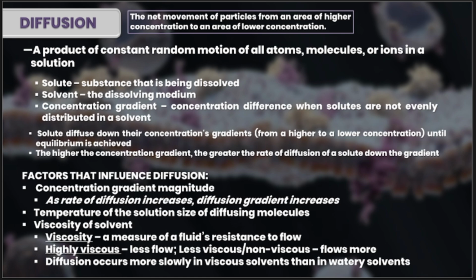Now, the factors that influence diffusion are the following. Number one, the concentration gradient magnitude. As the diffusion gradient increases, the rate of diffusion also increases. Therefore, the rate of diffusion and the diffusion gradient are directly proportional. We also have the temperature of the solution and the size of diffusing molecules.